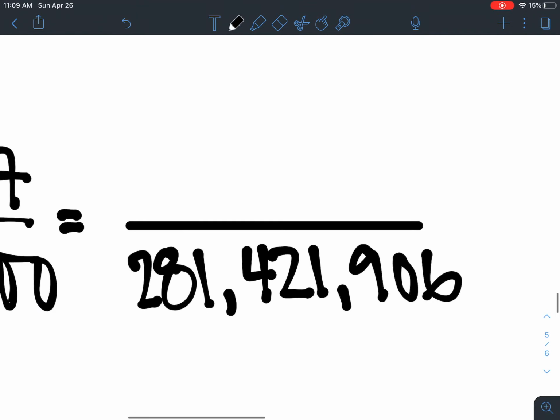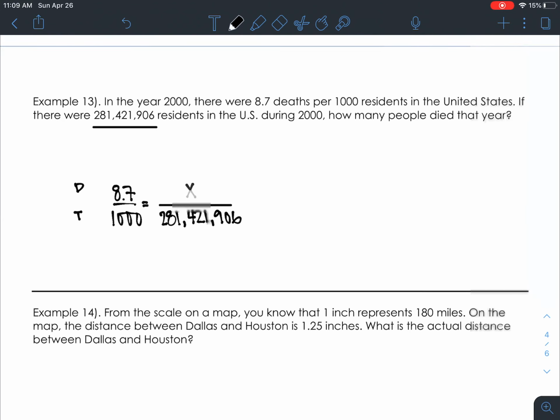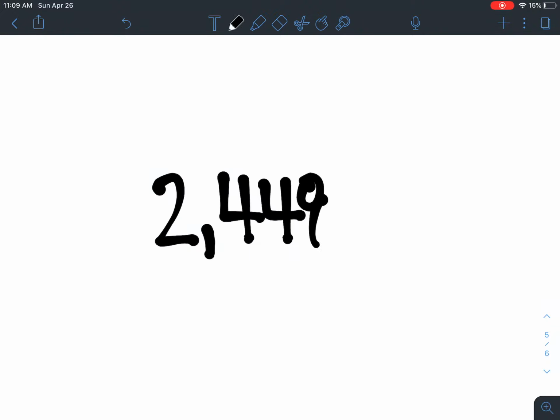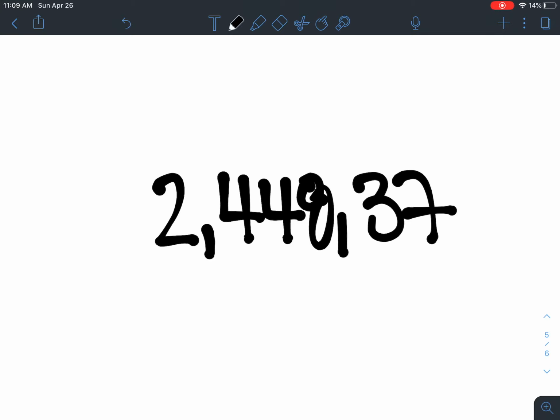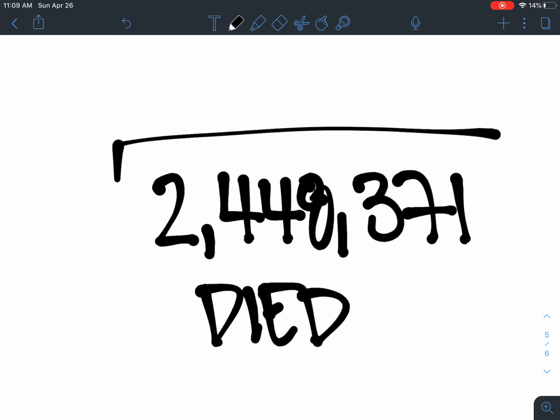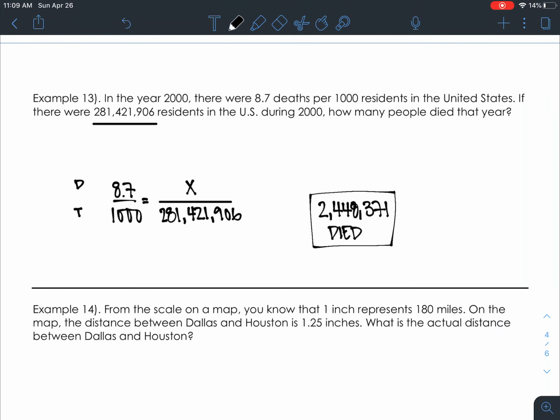And if we're trying to find out how many total people died, I'm going to put X on top. And so now if you cross multiply, guys, what you're going to find out is 2,448,371 people died in that year. That's sad.